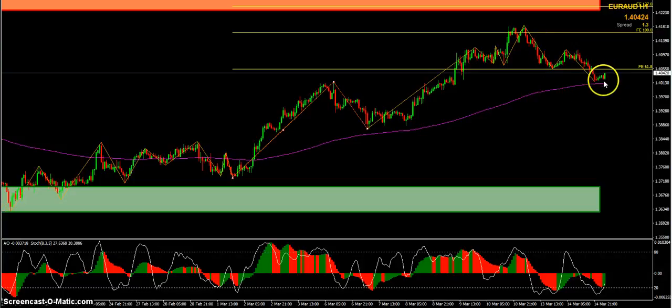Well, I think it's going to find some support at this 1 hour 200 EMA line, maybe push a bit back higher, but there's no more trades. It's another successful 1 for 2 trade delivered last week.